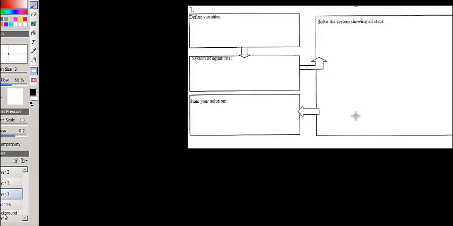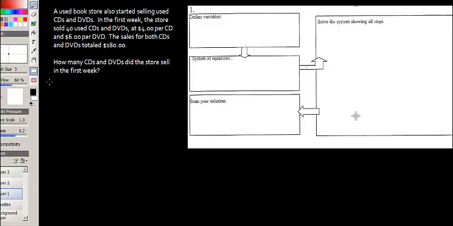The strategy we're going to look at tonight is a graphic organizer. It'll help us organize our thoughts and get our head around the situation to make it easier to actually write the equations. First thing we need to do is to look at a situation or a word problem and implement use of our graphic organizer. So first thing we got to do is read the problem.